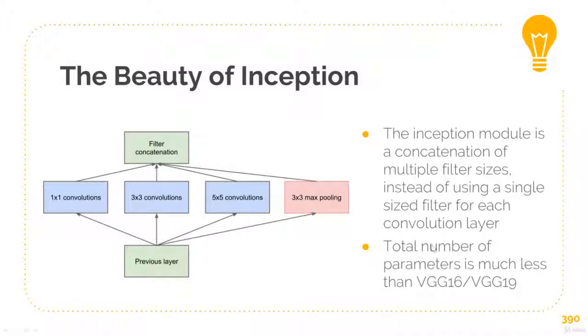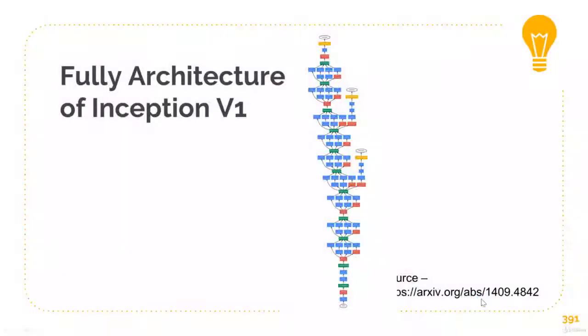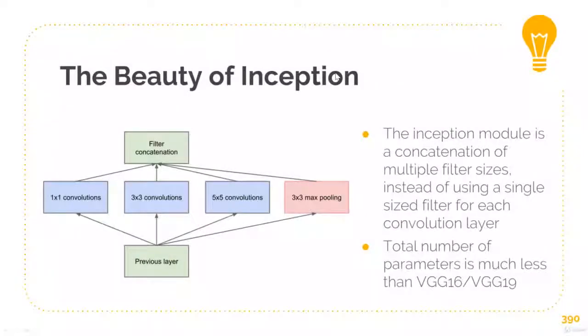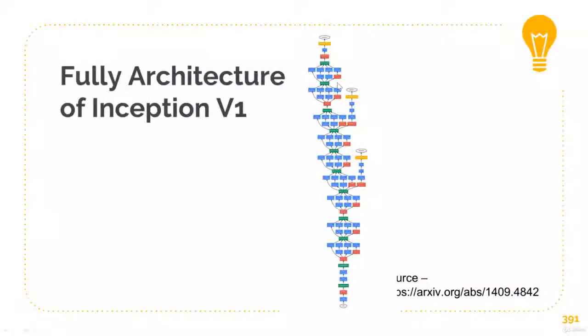What this means is that the number of parameters in the Inception model was much less than VGG16 and 19, which means that it was much quicker and faster to train. This is how the architecture actually looks. These parallel layers here are the concatenated multiple filter sizes that we've seen before. And basically Inception is just a sequence of these parallel filters over and over. You can take a look at the paper here. It's quite good to read these papers because you get very familiar with advanced CNN concepts.